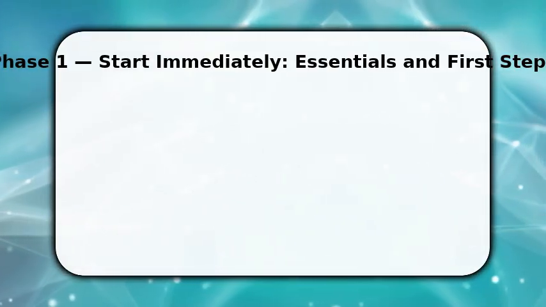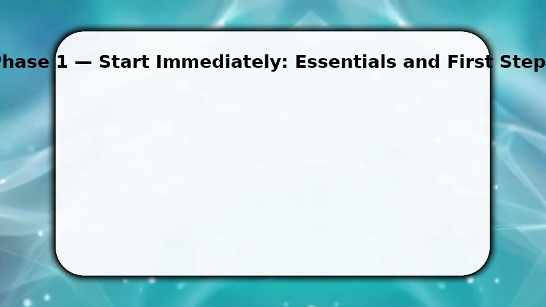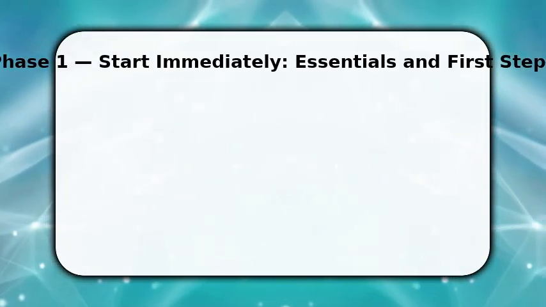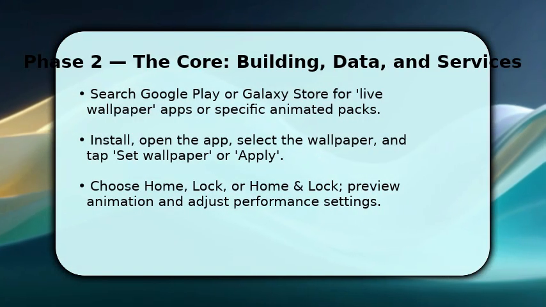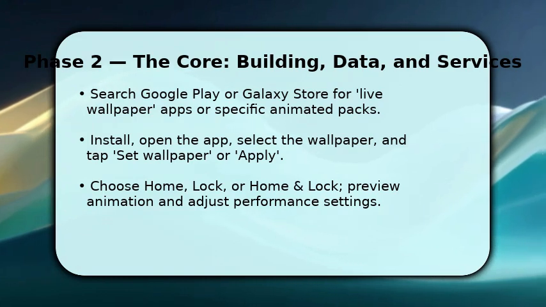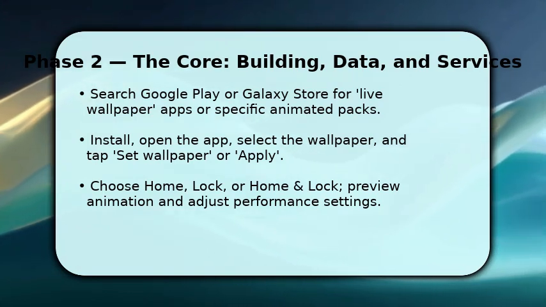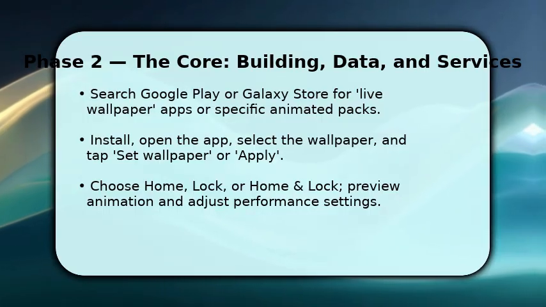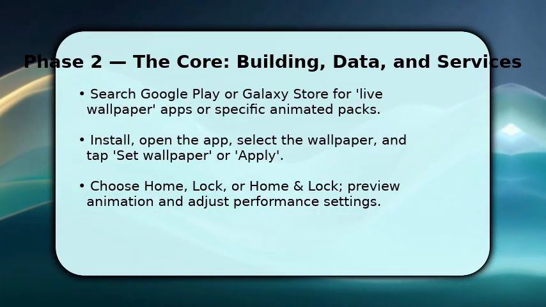Make sure your battery is above 20% and you're on Wi-Fi to prevent interruptions while downloading. You now download and apply the chosen live wallpaper. Open Google Play or Galaxy Store, pick a well-rated live wallpaper app and install it. This ensures safety and updates.